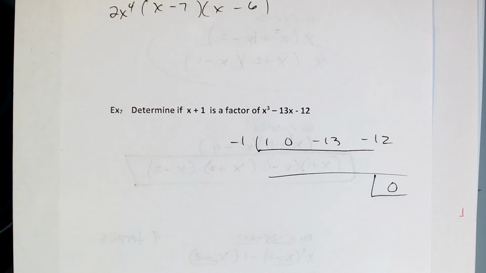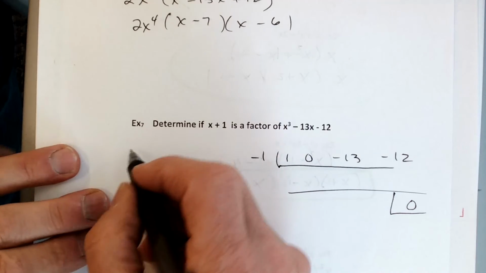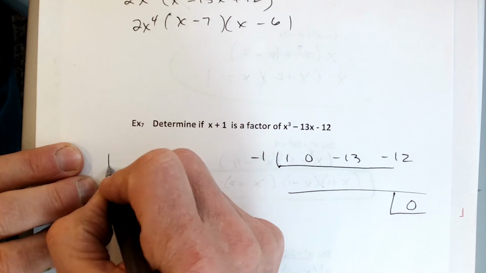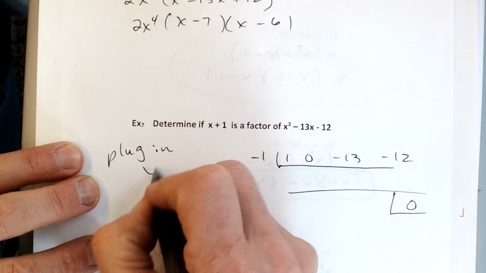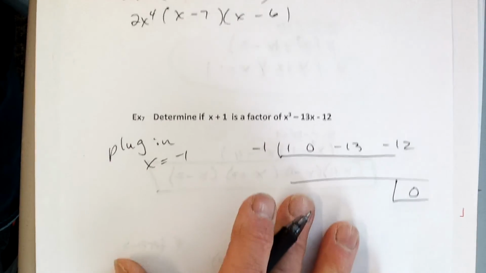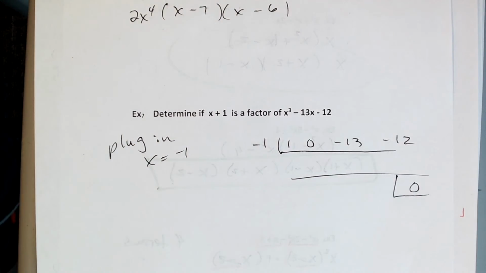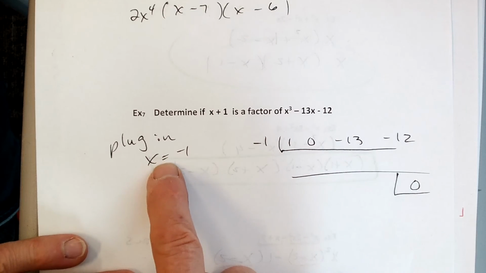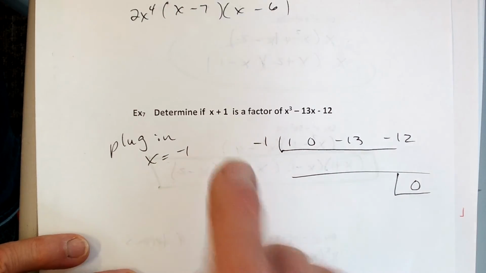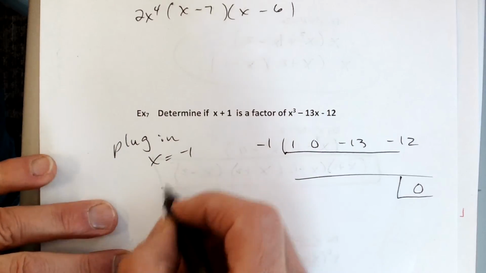But we also talked about this thing called synthetic substitution. So if I plug in x equals -1, it's faster. Does that make sense? Both of these will work. Divide it, get a remainder of 0, boom. Or if I plug in -1 and get an answer of 0, it also works. So let's plug in -1, it's faster.